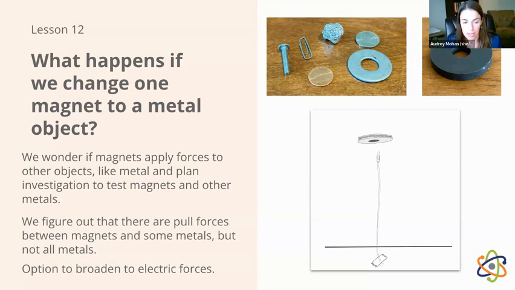We created some videos for this in case you can't recreate it in your classroom, but it's just to help students understand that there are other ways to have non-contact forces. They will explore electric forces more in 8th grade. So we don't go deeply into electric forces in 3rd grade, but we do want students to understand that magnets are not the only way to create a non-contact force.